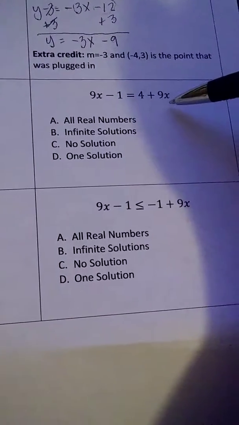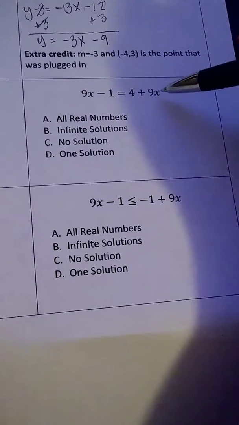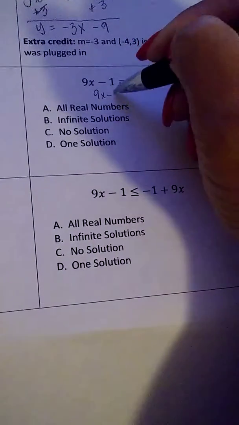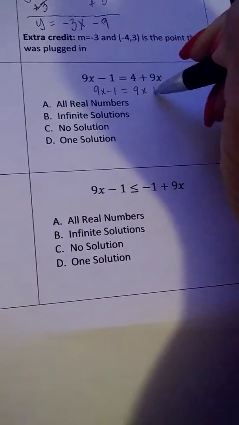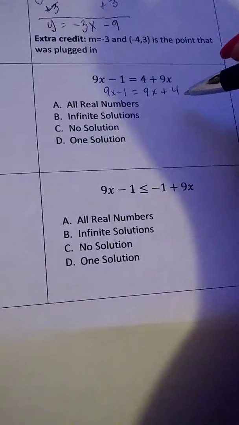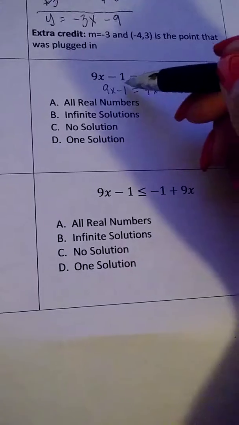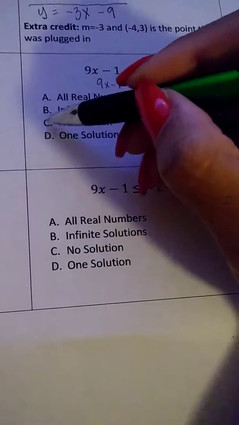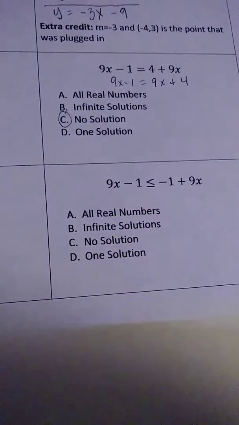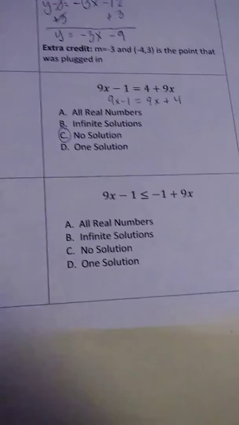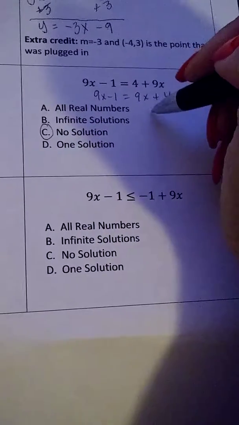In this example, if you rewrite it and put the 9x first, it looks like 9x minus 1 equals 9x plus 4. And we talked about this a while ago. When the x terms match, but the constants are different, that's automatically no solution. If you don't remember that, no sweat.